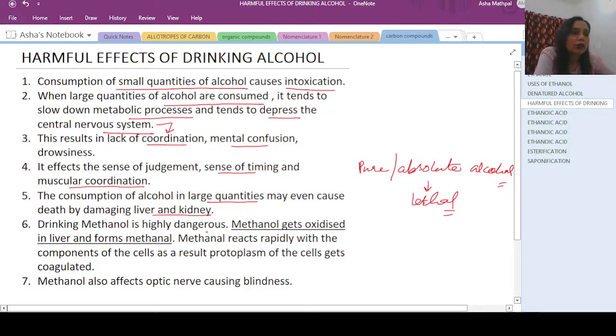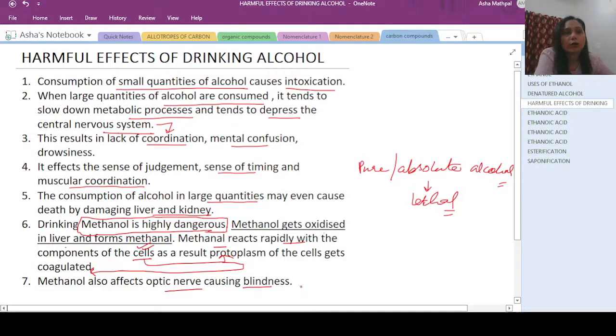Now methanol is one of the highly dangerous alcohols. Why? Because methanol gets oxidized in the liver and changes to methanal, an aldehyde. This methanal reacts rapidly with the components of the cell. As a result, the protoplasm of the cell gets coagulated, and thus it damages the liver completely. Methanol also affects the optic nerve, causing blindness.